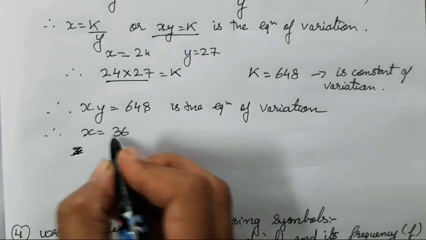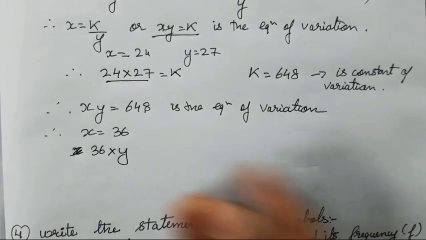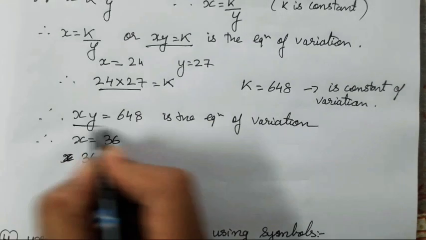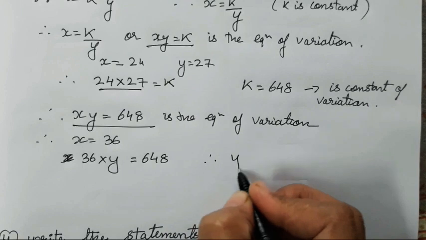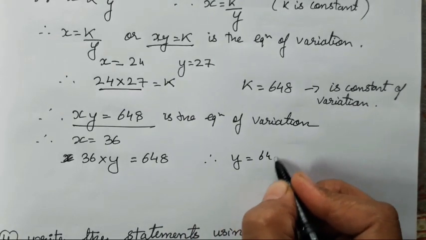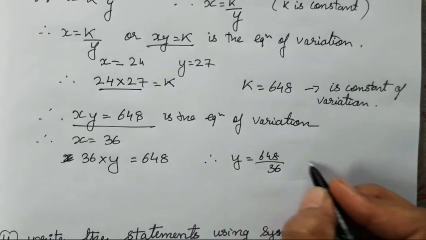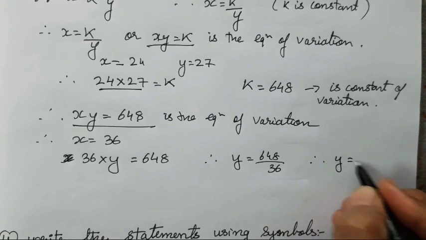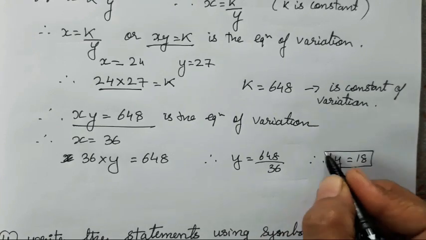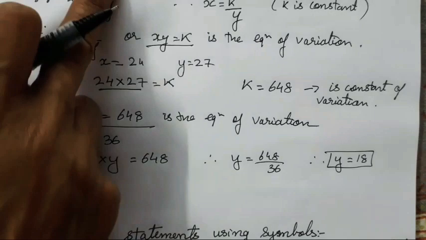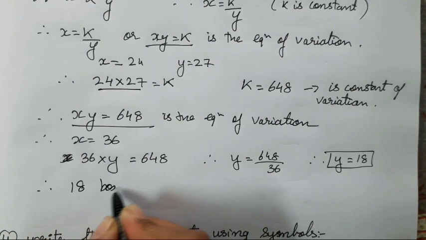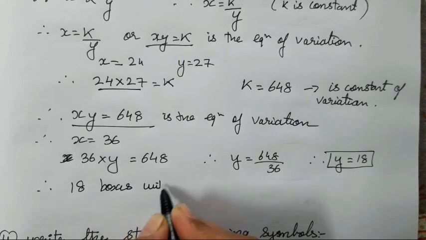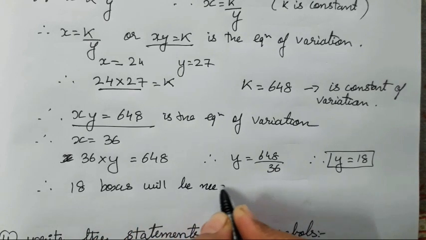So x, meaning 36 into y, same formula you all have to use, is equal to 648. Therefore y is equal to 648 upon 36. I hope everyone knows how to reduce it. So y is equal to 18. What was y? What did we suppose? The boxes. So therefore 18 boxes will be needed.